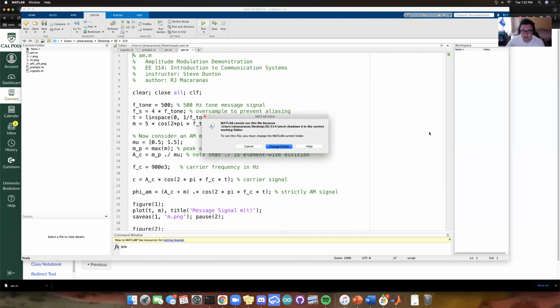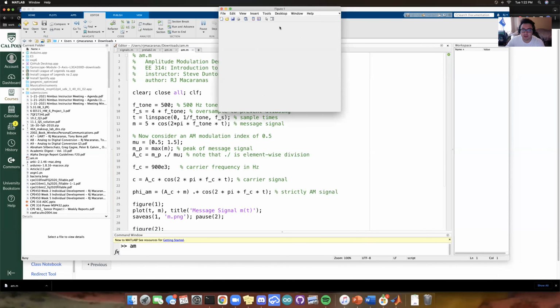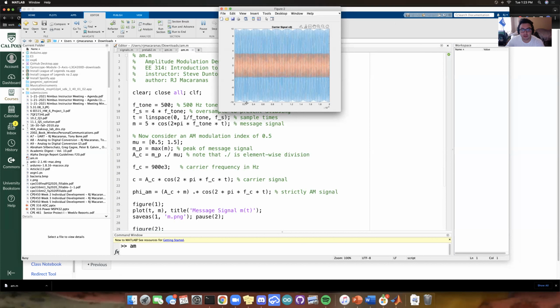I'm going to go ahead and run it so you can see what it does. Give these accesses, okay. So here we have the message signal M of t. It's just the cosine pulse. And then here's our carrier signal. And here's the AM signal. And actually, you'll note that we have two carrier signals here. I've gone ahead and put in 0.5 and 1.5 as our modulation indices. And if you remember, that's the ratio of the peak of the message to the amplitude of the carrier.